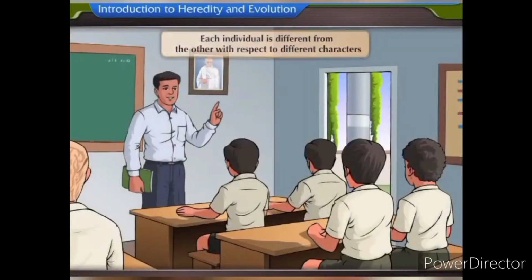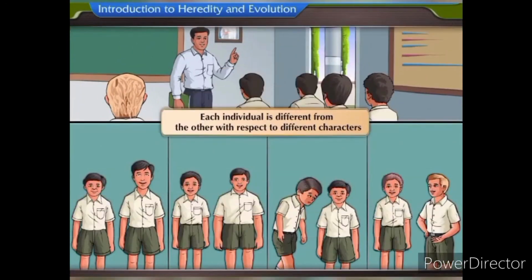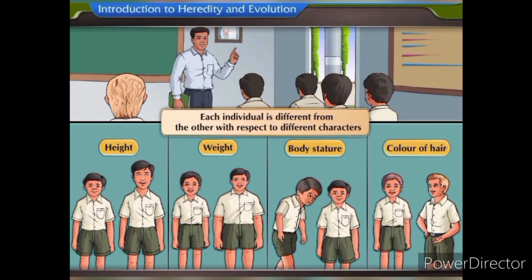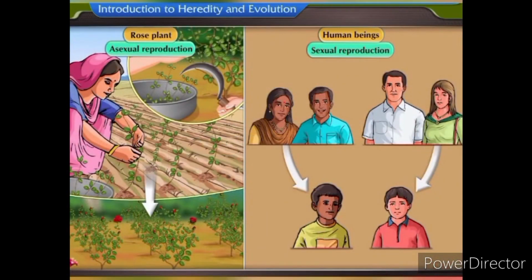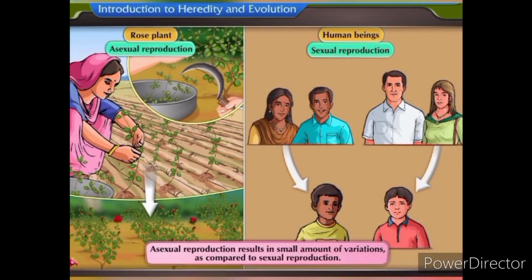Now let us study one more example. Each individual is different from the other with respect to characters such as height, weight, body stature, color of hair, etc. They differ even in terms of their daily habits. From these examples, we understand that asexual reproduction results in small amount of variations as compared to sexual reproduction.